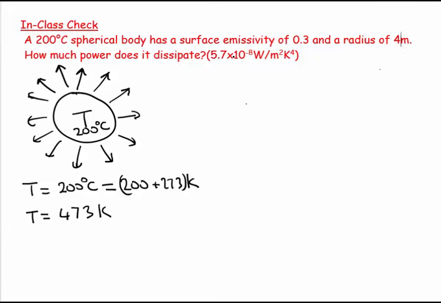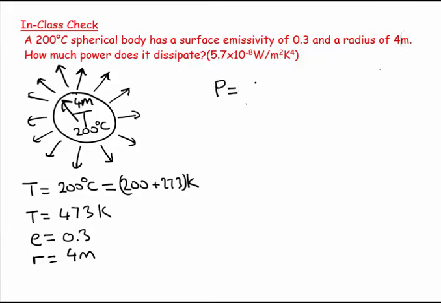And then the emissivity. This is a fractional number going from 0 to 1, 0 being the mattest black you can imagine, and 1 being the whitest, glossiest white you can imagine. And this is 0.3. And then the radius equals 4 meters. And it's asking how much power is dissipated. So we need to know the expression.